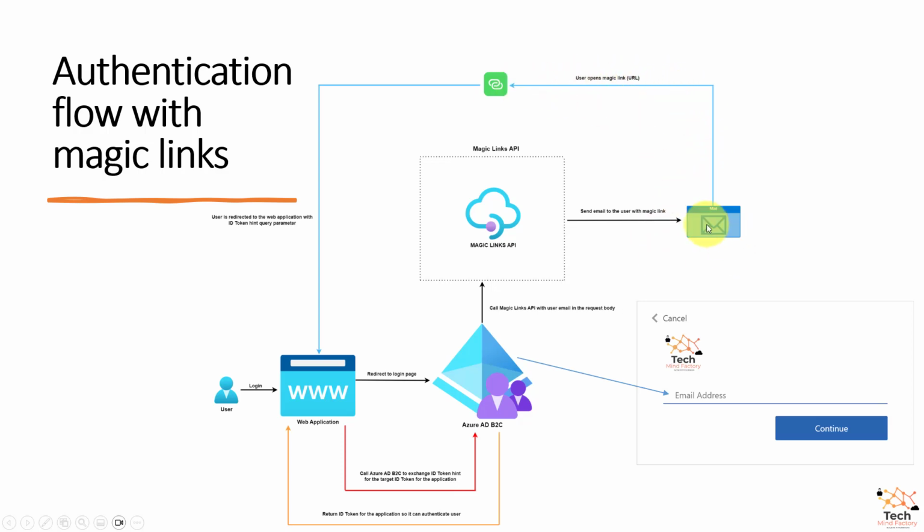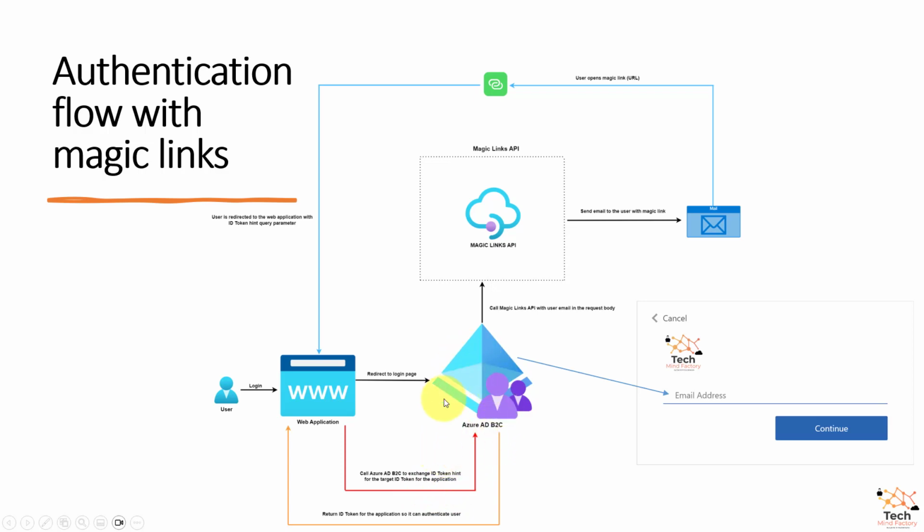So the user clicks on the URL in the email, and then the user is redirected to the web application with the ID token hint query parameter. So now the web application received the ID token hint, but this is not the end. Now the web application has to exchange this ID token hint for the ID token issued for this specific application. So this application will call Azure AD B2C to exchange the ID token hint for the target ID token for the application.